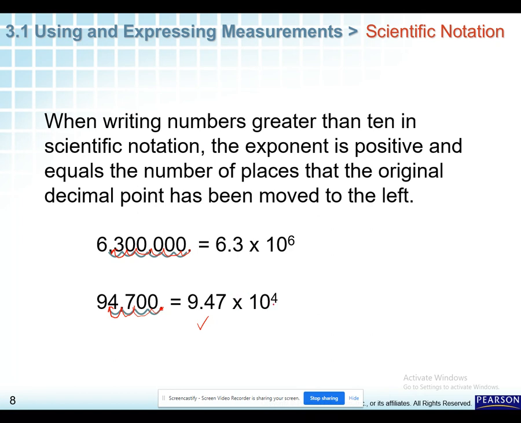So then I put times 10. So they got this 4 again by moving it 1, 2, 3, 4 spots. And it is a positive number because this number right here is greater than 10.